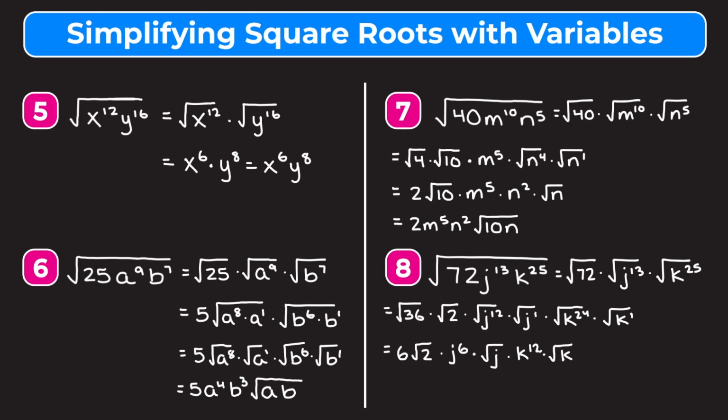And the last step for this problem is we want to put everything on the outside together. So we're going to have 6 j to the 6th, k to the 12th, and everything under the roots is going to go together, times the square root of 2jk.